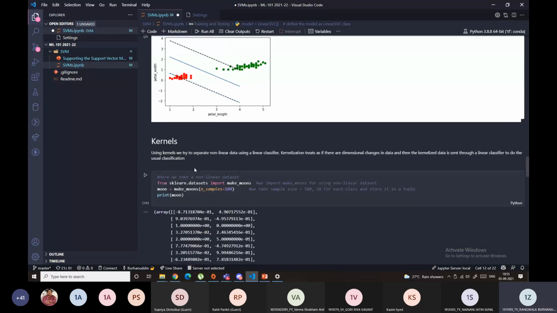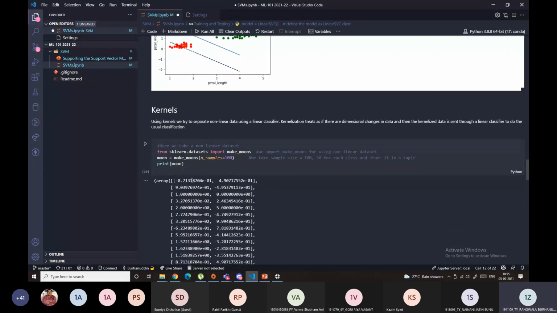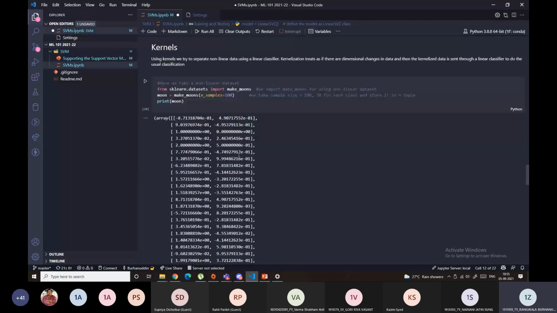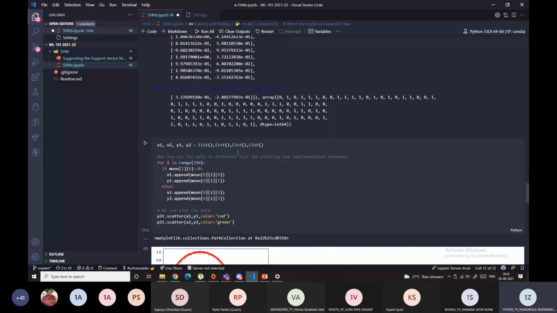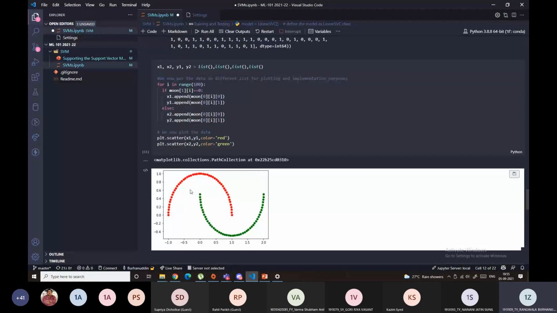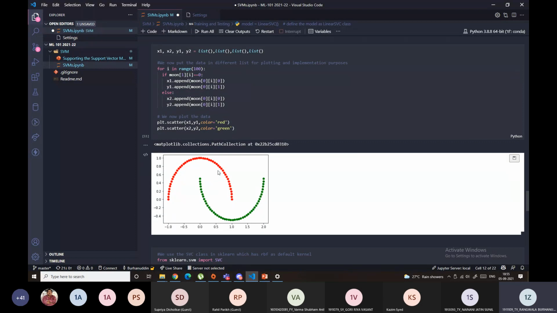So now, let me go into the implementation of kernels. Okay, so this is just another dataset known as make_moons. This will basically create some non-linear data, which will look like this. All right, so the red part is class 1, while the green part is class 2. And as you can see, this data is not linearly separable at all.